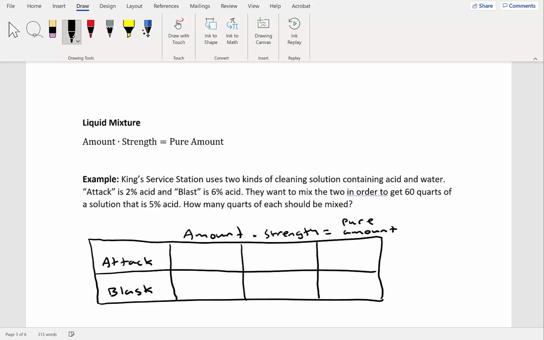Okay, so now the amount, we don't know how much of each to mix. So we're going to let attack be x, we'll let blast be y. Now the strength of our attack solution is 2%. So once again, we're going to change that into a decimal, so we have 0.02. And then our blast solution is 6%, so we're going to let that be 0.06. Now the pure amount, you go ahead and multiply the amount with the strength. So you have 0.02x, and then you have 0.06y.